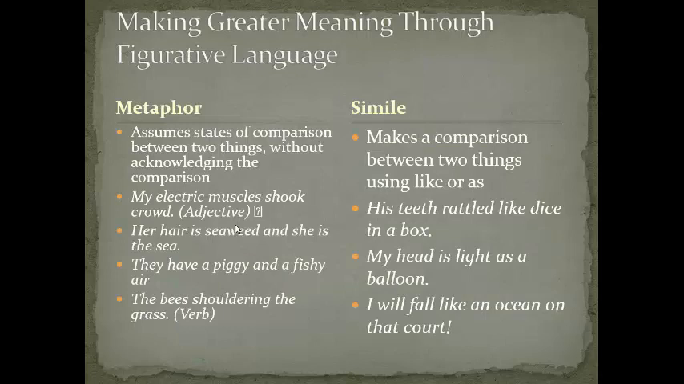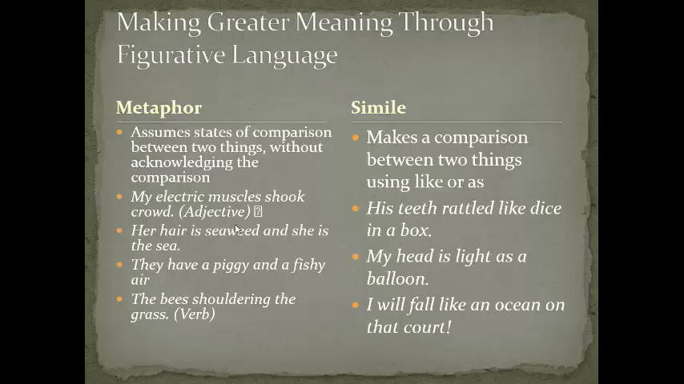All right, welcome back. Now we're going to talk about making greater meaning through figurative language. There's two main pieces of figurative language. There's the metaphor, and that's something that assumes states of comparison between two things without acknowledging the comparison. So here's some examples. My electric muscles shook the crowd. Her hair is seaweed and she is the sea. They have a piggy and a fishy air. The bees shouldering the grass.